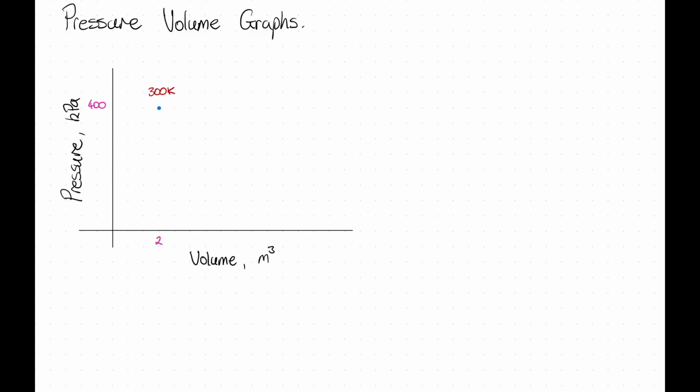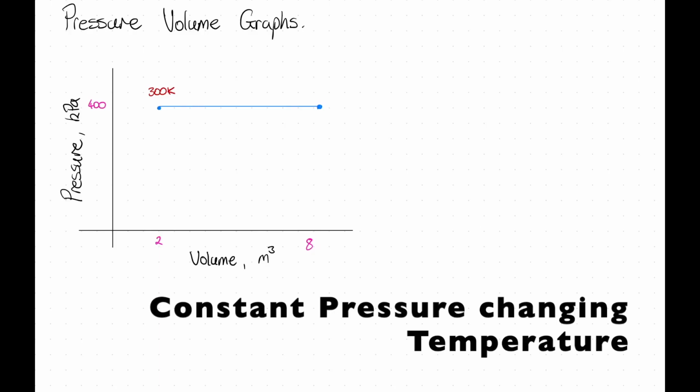Now a PV graph is there to show the changes in it. So we're going to change the volume of this gas without changing the pressure. So we're going to start at this point and expand it horizontally at a constant pressure to this point over here, where it's going to expand to a volume of 8 meters cubed.